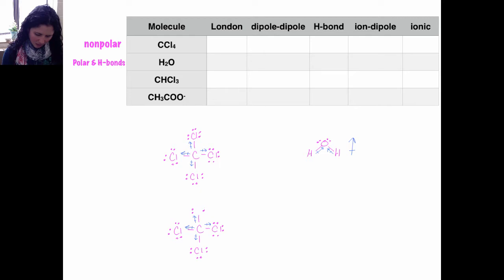In the third example, we essentially are replacing one of the chlorines on carbon tetrachloride with a hydrogen. All of the carbon-chlorine bonds are polar, but the hydrogen-carbon bond is not polar. And so now, all of the bond dipole moments do not cancel each other out. In fact, they add to give you a molecular dipole moment. This molecule is polar. Ask yourself if it can hydrogen bond.